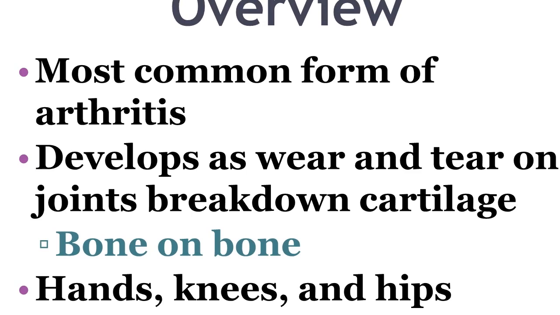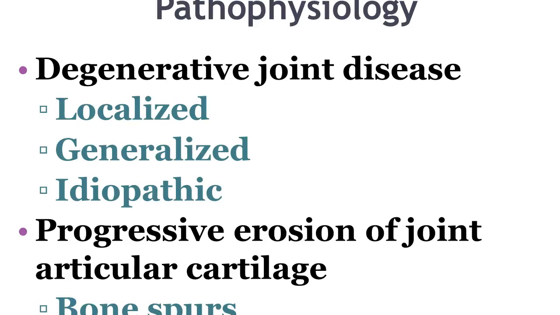Osteoarthritis is one of the most common forms of arthritis. It develops as wear and tear on joints and breaks down cartilage. Many times, that cartilage, which cushions bone to bone, begins to wear away, and then patients begin to experience a lot of pain because now they're having bone on bone. That's where the pain comes in, and the locations where this can happen most frequently are in the hands, in the knees, and in the hips.